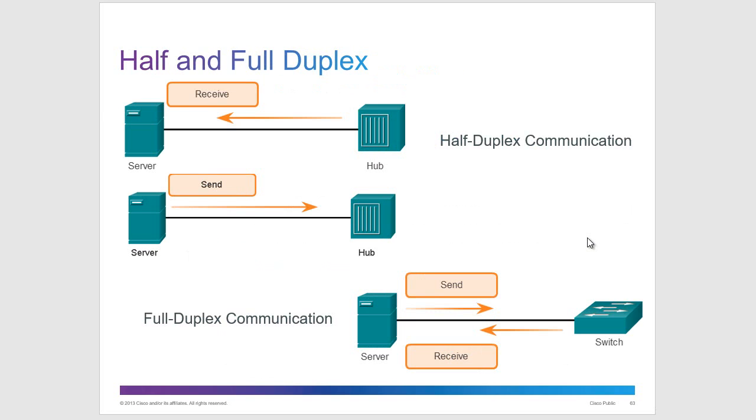Okay, we have half duplex versus full duplex, whether you can send or receive only one direction at a time, or send and receive at the same time. So hubs, and this is a good graphic, because hubs are half duplex. They can only send or receive. Switches are full duplex. That allows them to send and receive data at the same time. So that's what full duplex is.